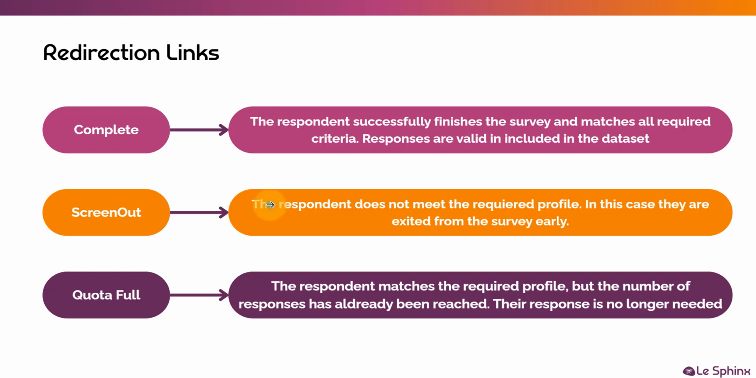Screen out occurs when the respondent does not meet the required profile. For example, they may not match your target audience. In this case, they are exited from the survey early. Quota full means that the respondent matches the required profile, but the target number of responses has already been reached. Even though they qualify, the response is no longer needed. These 3 outcomes determine how respondents exit the survey and where they are redirected.